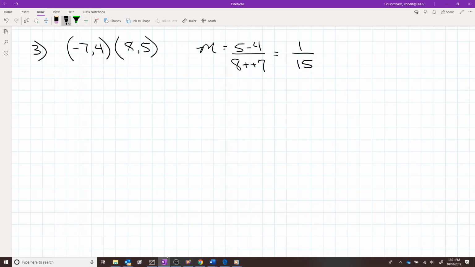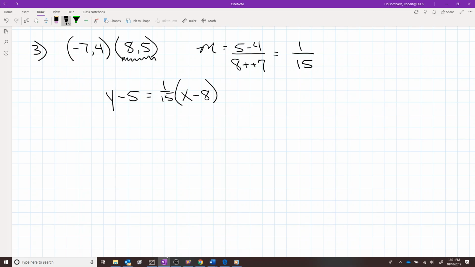Now, you don't have a y-intercept. So there's 2 ways you can do this problem. One, the simplest way, is to write the equation in point-slope form, and we'll use this point since everything's positive. So let's go with y minus 5 equals 1 over 15 times x minus 8.